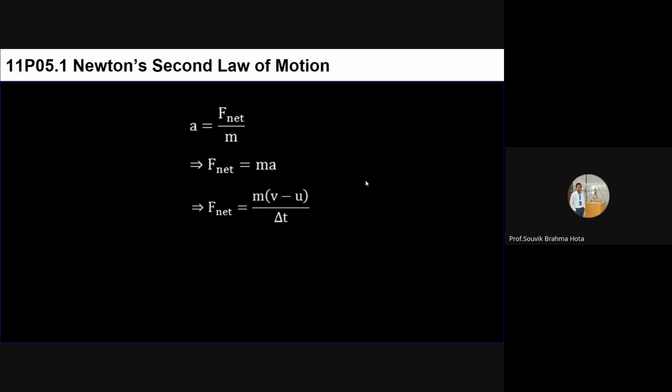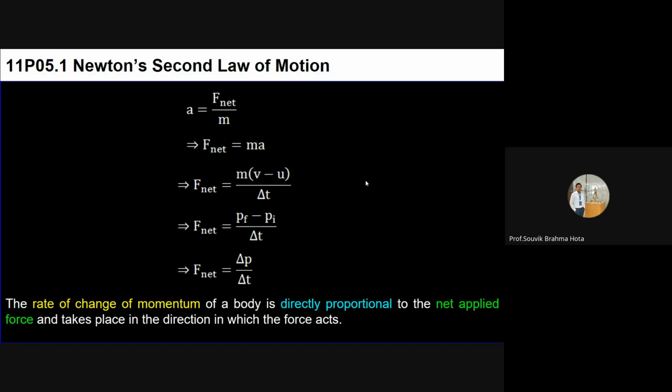Now acceleration is equal to (v minus u) by delta t, the rate of change of velocity, and mv minus mu is nothing but final momentum minus initial momentum divided by change in time. So the rate of change of momentum of a body is directly proportional to the net force applied and takes place in the direction in which the force acts.